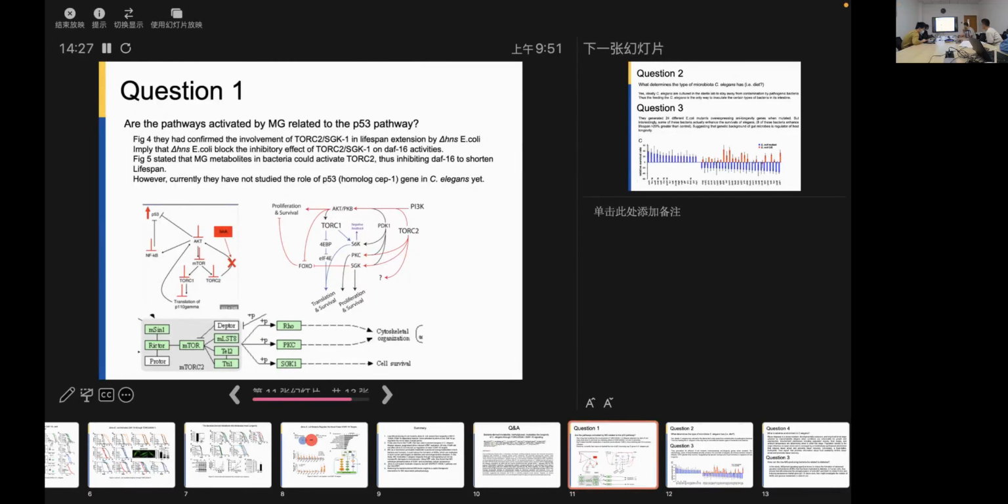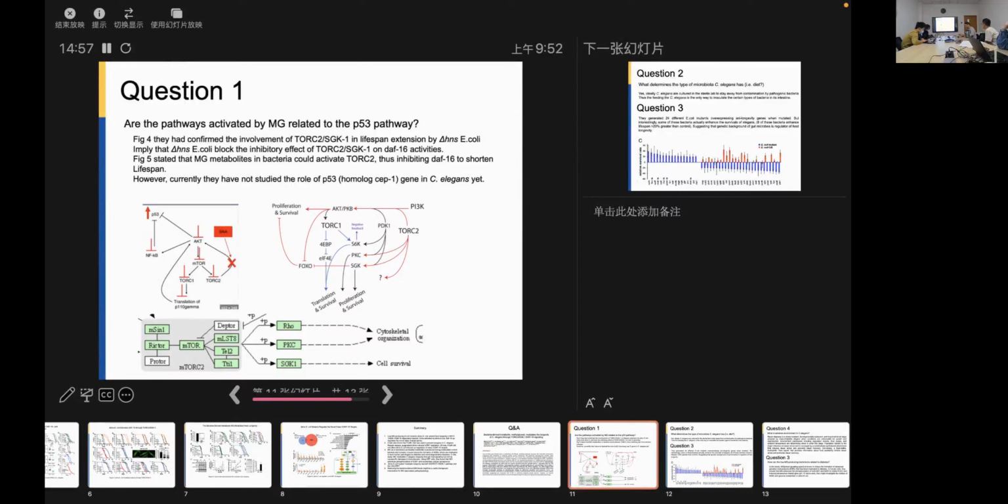Methylglyoxal. But the methylglyoxal is also the metabolite which is being produced by the E. coli. Yes, more if this HNS gene is not blocked. Correct? And I try to steer it so that it makes it simpler for everyone to understand.